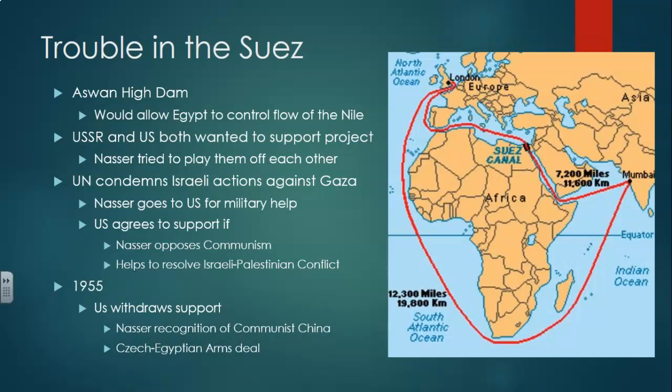Then in 1955, the United States withdraws support. Nasser then is going to, for a number of reasons, because of number one, Nasser recognizes communist China, which is something the United States does not like at all. They do not recognize Mao as the legitimate leader of communist China. And number two is the Czech-Egyptian arms deal previously discussed. The United States does not like this. They view this as a Soviet influence in the Middle East, kind of the Soviets putting their boots on the ground in the Middle East.